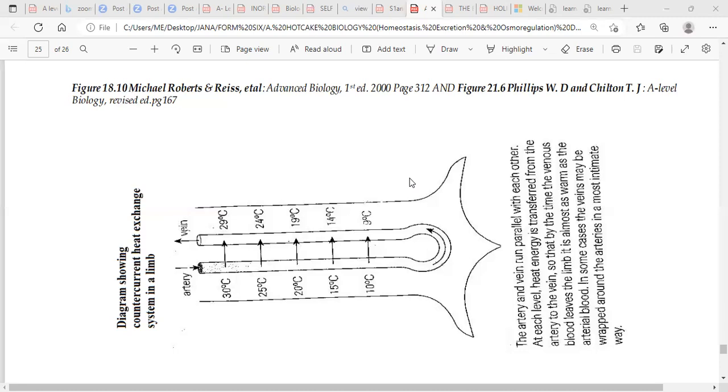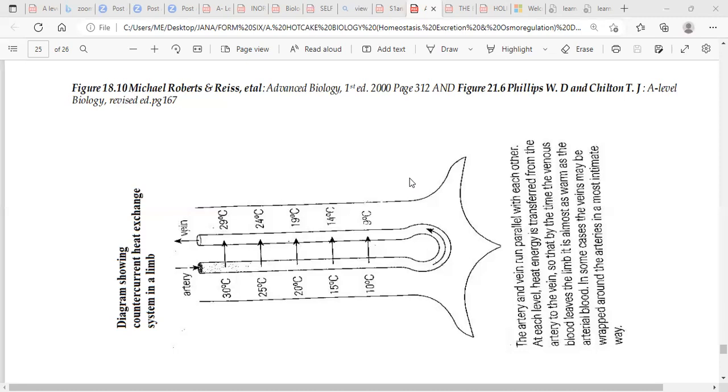It shows how the artery and vein run parallel with each other, and at each level there is heat being transferred from the artery to the vein, so that by the time the venous blood leaves the limb, it is almost as warm as the arterial blood. And in some cases, the veins may be wrapped around the arteries in a most intimate way.